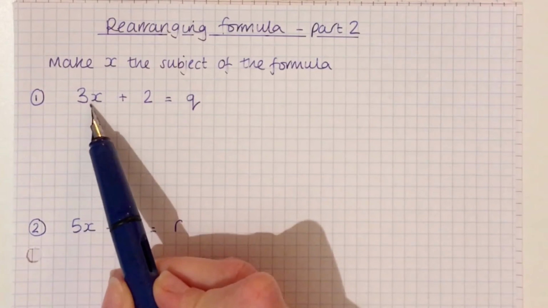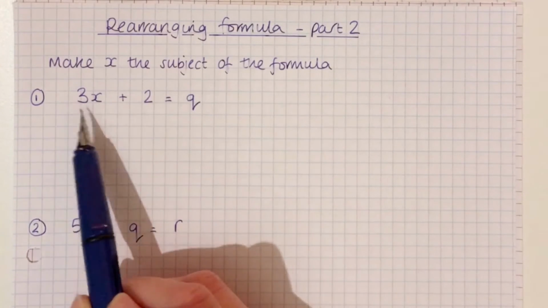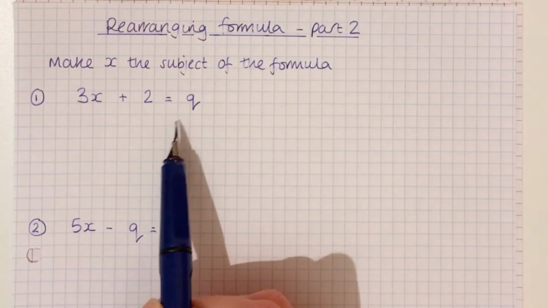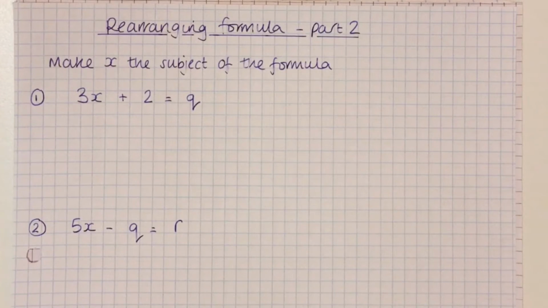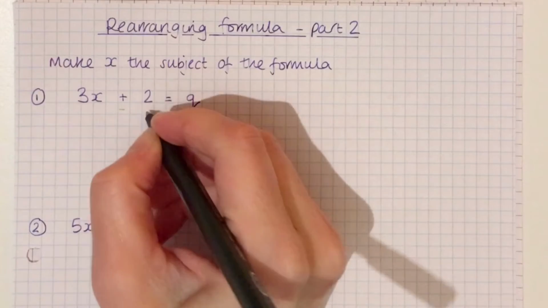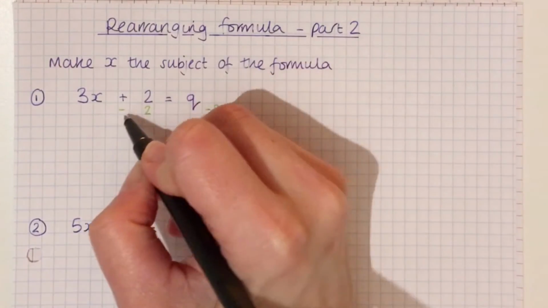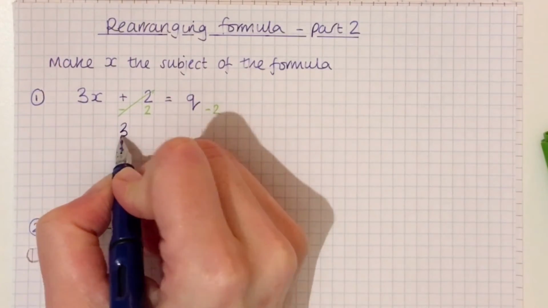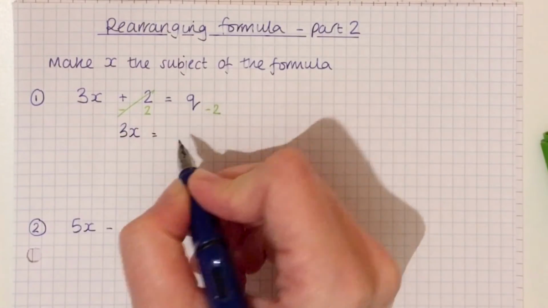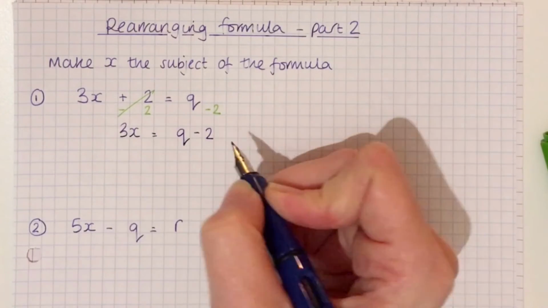If we're looking at this first one, I've got 3x plus 2 equals q. If this was 3x plus 2 equals 11, what I'd be doing first of all is getting rid of the 2. That's exactly the same method that I'm going to follow on these ones. So I'm going to take 2 from each side. Remember, whatever we do to one side, we must do to the other. It makes that part disappear, so I'm left with 3x on this side, and on this side, I'm left with q take away 2. I don't know what q is, so it is just q take away 2.